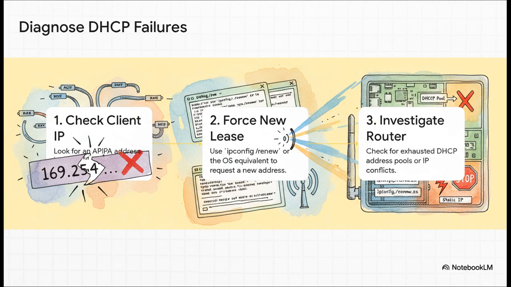And here's your playbook for nailing it down. First, check the client's IP. If you see an address that starts with 169.254, that's what's called an APIPA address. It's a dead giveaway that DHCP has failed. Next, try to force it. Use a command line tool like ipconfig /renew to ask for a new address. If that doesn't work, then it's time to log into the router. Is the DHCP address pool all used up? Is there a static IP causing a conflict? This 3-step process will solve it almost every time.